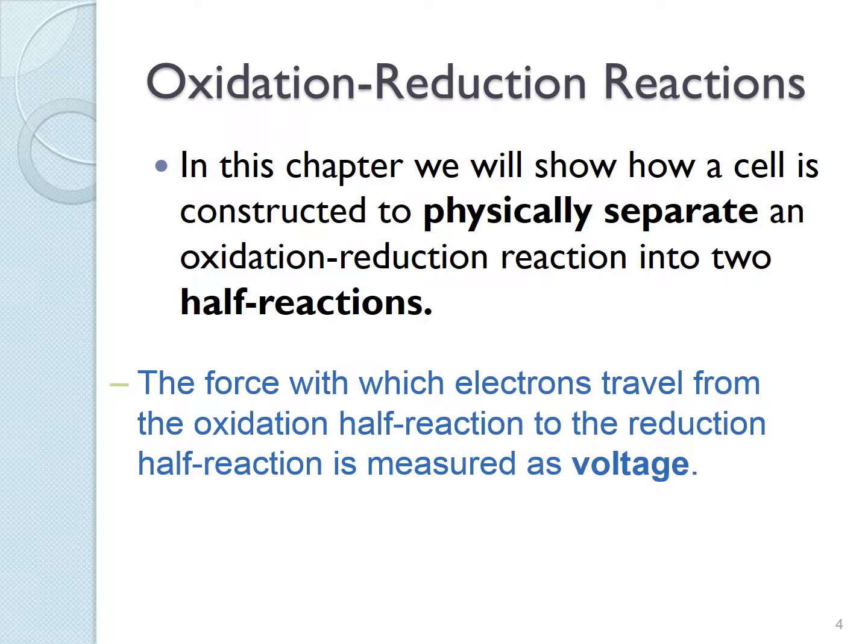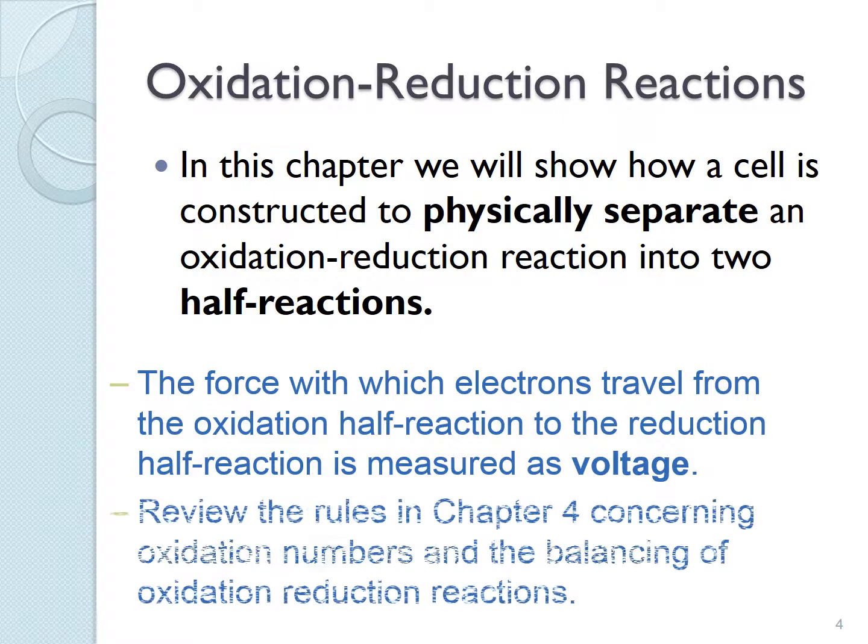Okay, so the force with which electrons travel from oxidation half reaction to reduction half reaction is measured as voltage. We'll talk more about that later, but voltage, you've probably heard about that. That's the electrons moving, and that's what gives us the energy we can use. And then you might want to review the rules back in chapter 4 concerning oxidation numbers, and then also balancing really simple oxidation reduction reactions.